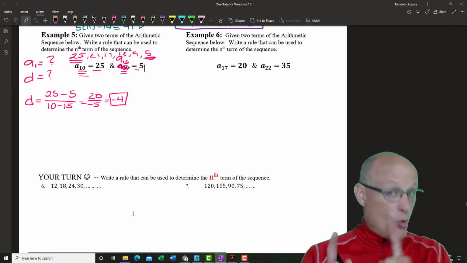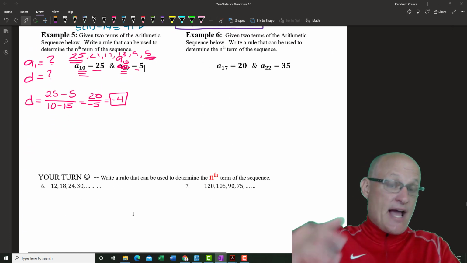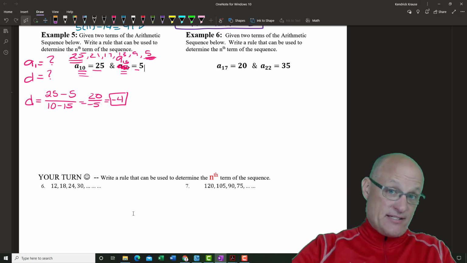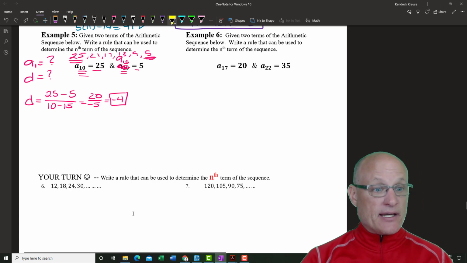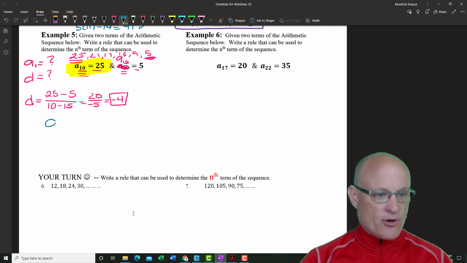So now we have one of the two things we need. Once you find the d, now we're going to the medium level questions, and the medium level questions were like what we did before. We just pick one that we like. I'm going to pick this one. It doesn't matter because 10's an easy number. 10's easier to work with than 5. So I'm going to use this formula, a sub n equals a sub 1 plus n minus 1 times d.